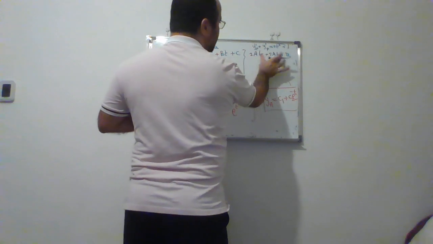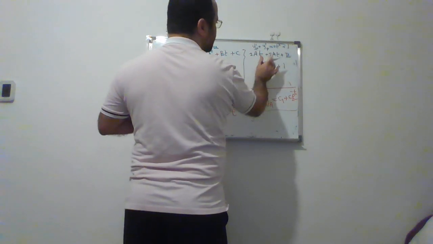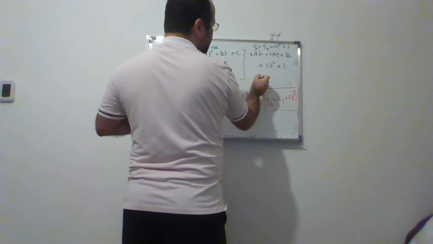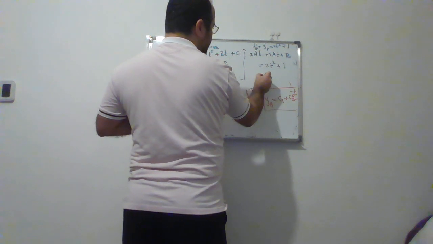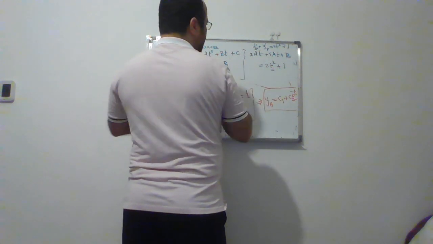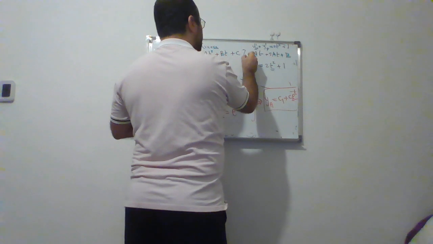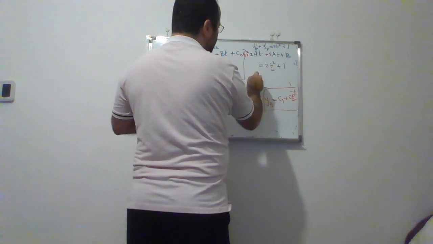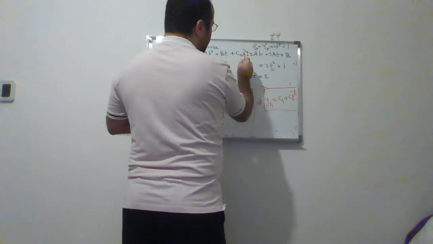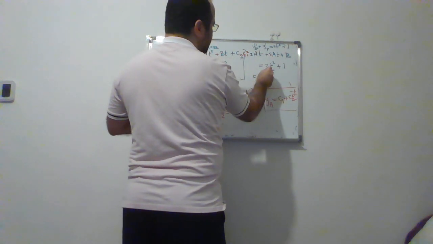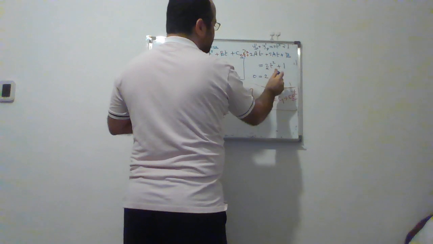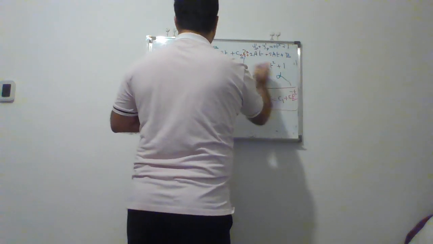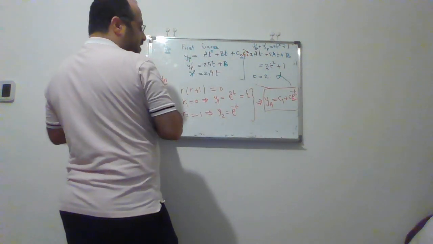Now look here, you have no t squared on the left. When you compare the coefficients of t squared, here you have t squared and here you have 0 t squared, right? And then you get 0 equals 2, which is mathematically not true, which means that your first guess is not good.